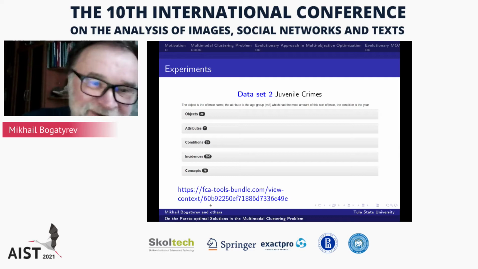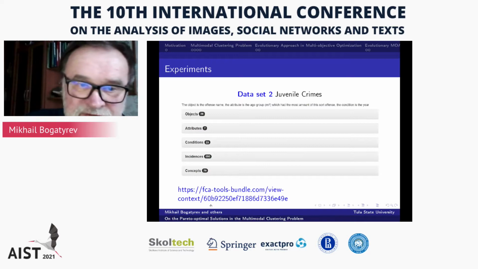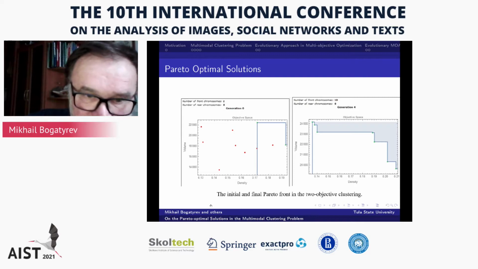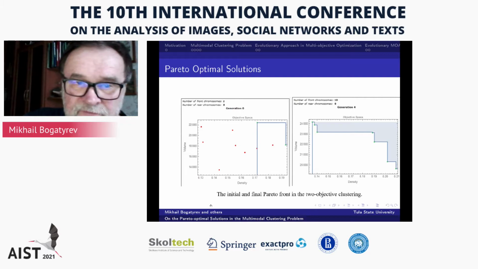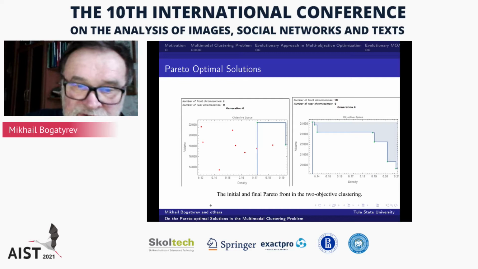It has 30 objects, 7 attributes and conditions, and it represents some crimes of American teenagers. And we can compare our results with formal concepts acquired from this formal context by formal concept analysis algorithms, for example, by a very famous algorithm. This is a Pareto-optimal solution, an example of this solution, which demonstrates a very fast variant of the algorithm, which has only 4 generations to achieve the Pareto front. And we use a special visualization, a 2-dimensional visualization for 2 criteria.